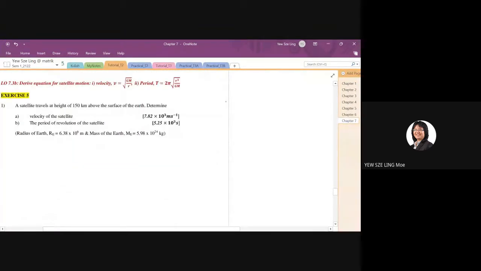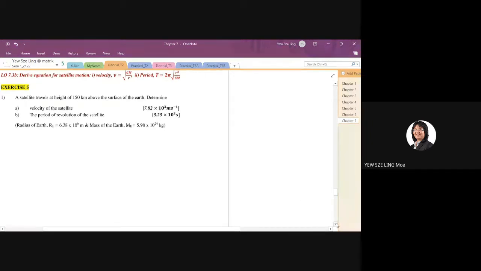Now if you look at the learning outcome, derive equations for satellite motion. We have seen in a lecture how to obtain all these equations. Basically, it's coming from your chapter 6, because you try to imagine what happens to the satellite.